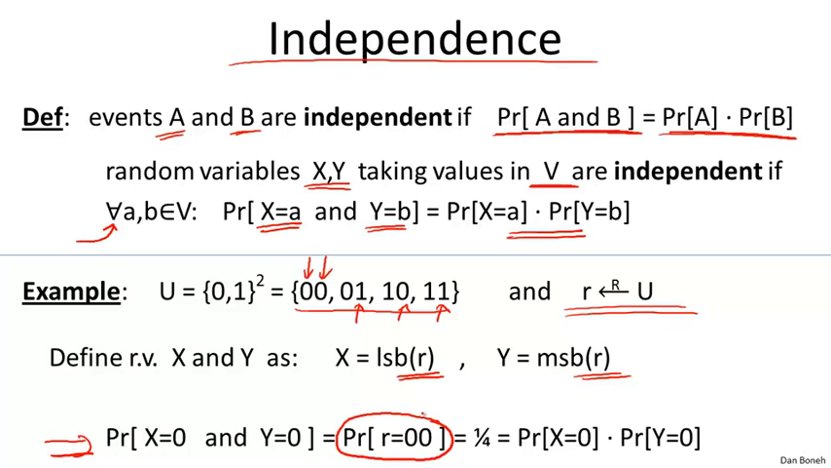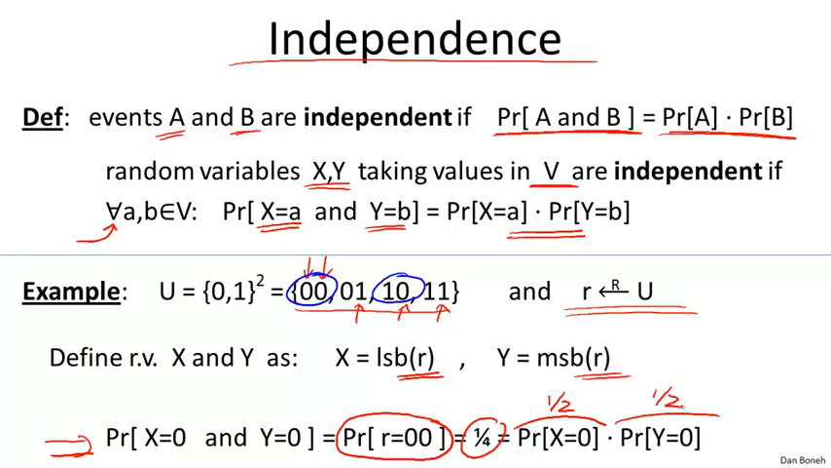And what's the probability that r is equal to 0, 0? Well, by the uniform distribution, that's basically equal to 1/4. That's 1 over the size of the set, which is 1/4 in this case. And lo and behold, these probabilities multiply, because the probability that x is equal to 0, the probability that the least significant bit of r is equal to 0, is exactly 1/2, because there are exactly 2 elements that have their least significant bit equal to 0. 2 out of 4 elements gives you a probability of 1/2. And similarly, the probability that y is equal to 0 is also 1/2, so in fact the probabilities multiply. Okay, so that's this concept of independence.